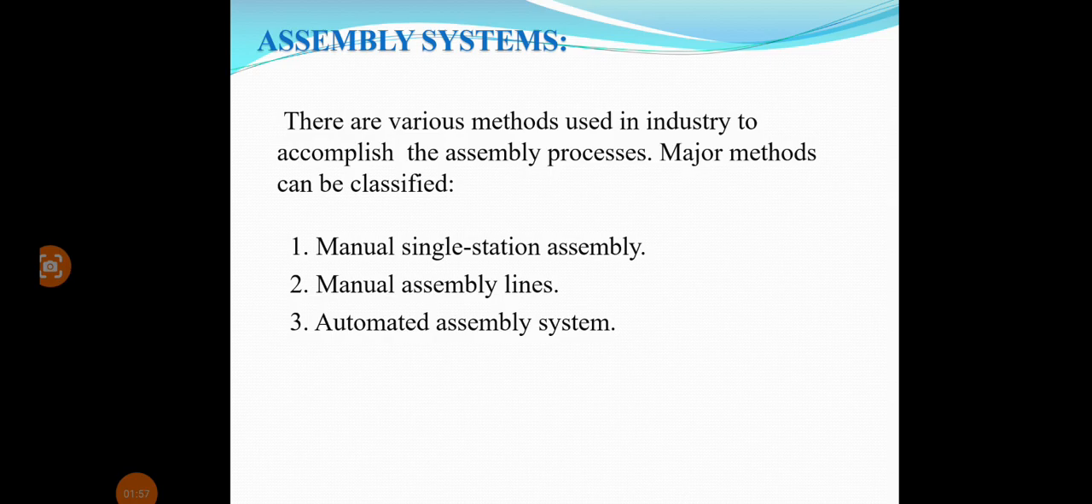Generally, as per Module 2, we are considering three types of assembling systems. First, manual single station assembly. Second, manual assembly lines. Third, automated assembling system. We have to discuss the major role of these three types of assembling systems today. These are the main assembly methods we consider for automation. So we take the first one.